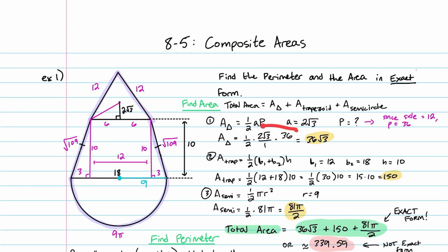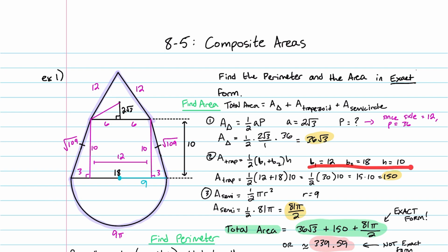I then just took those numbers, I put them into this formula, I simplified. Half of 2 square root of 3, these 2's just cancel, and so 36 times square root of 3 gets us here. I then moved on to finding the area of the trapezoid, so I wrote down the formula.